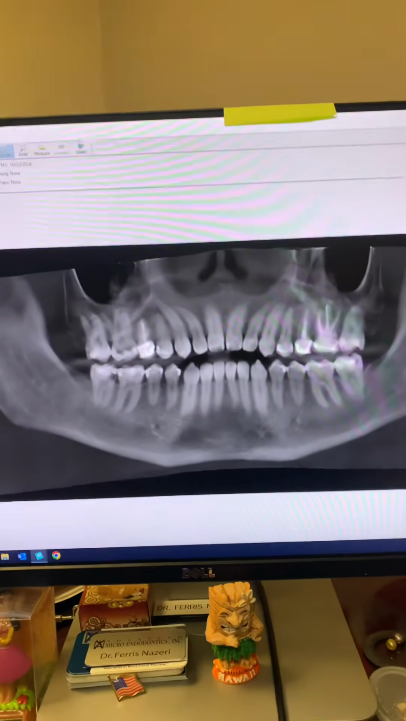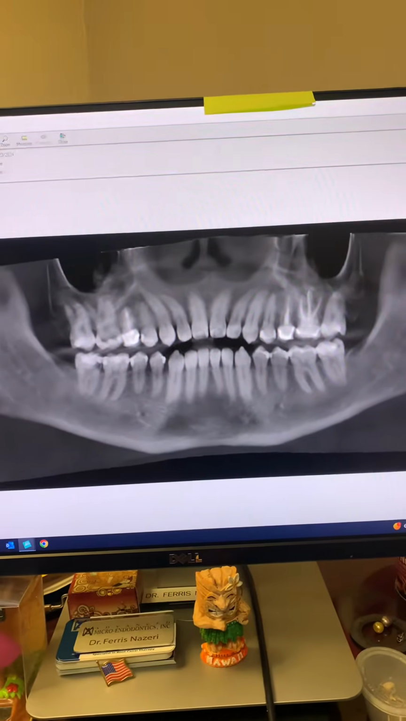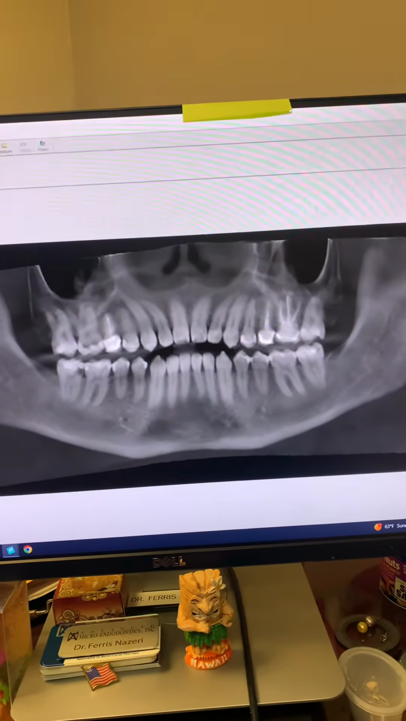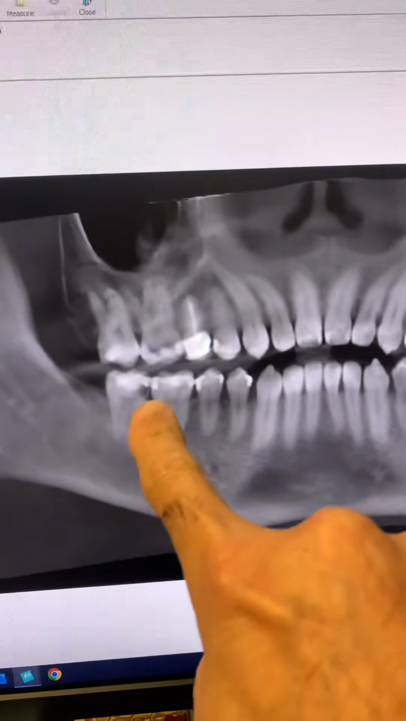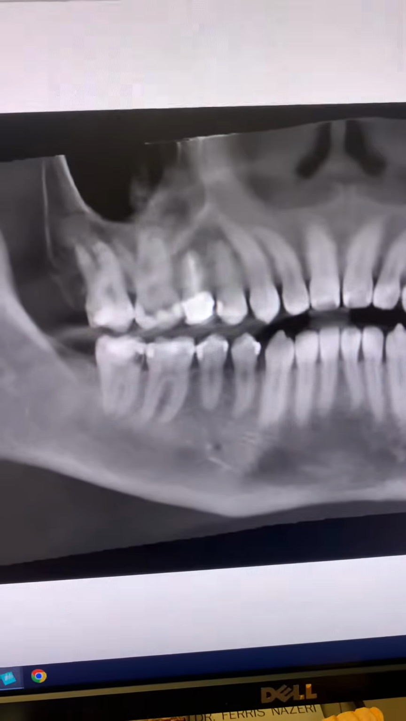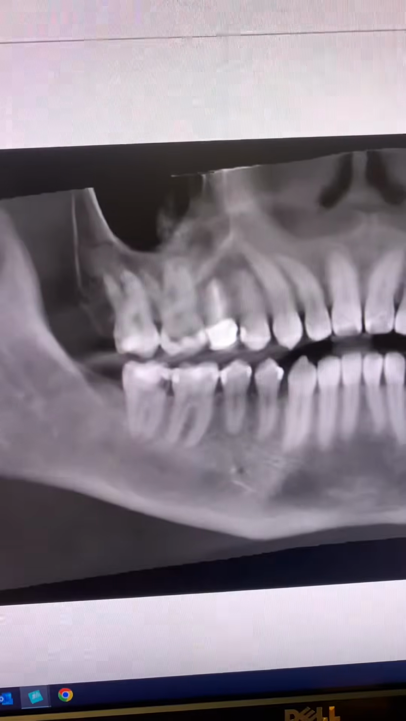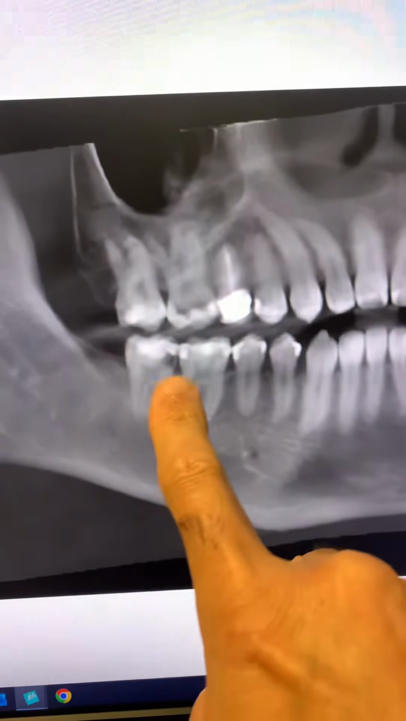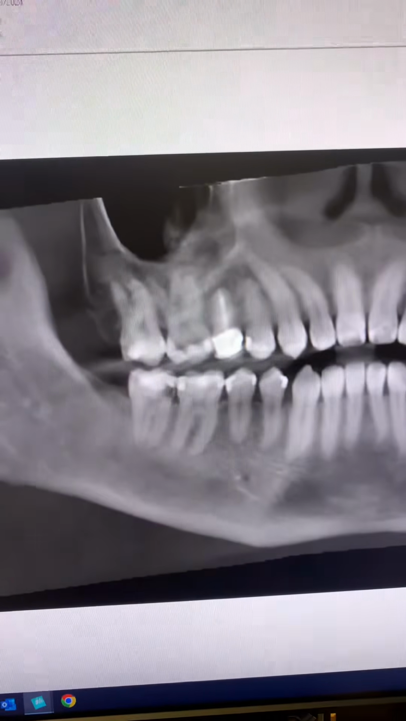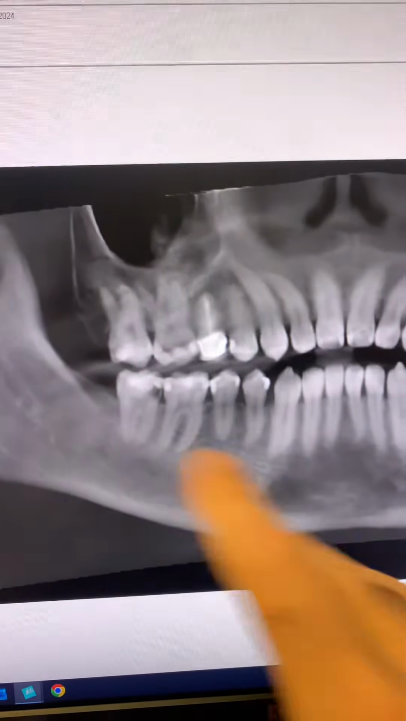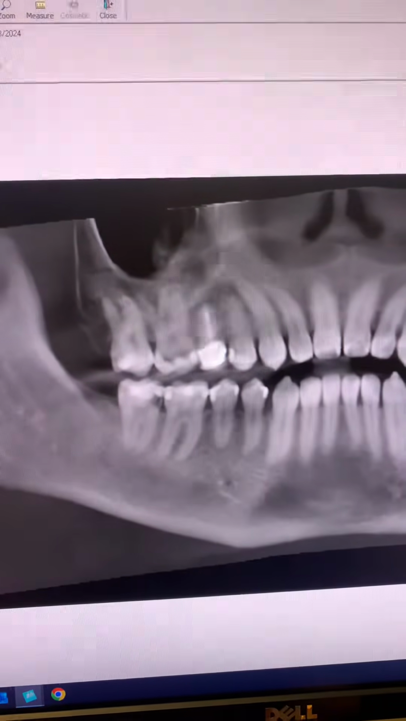matter. So this is the panoramic radiograph of the patient, and you can see that the patient had a big recurrent decay on the mesial of tooth number 31 right there. So that's why tooth number 31 needed a root canal, and as I said, his dentist tried to do the root canal and couldn't do it.